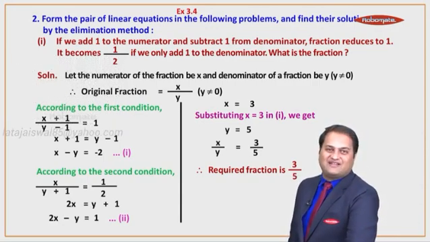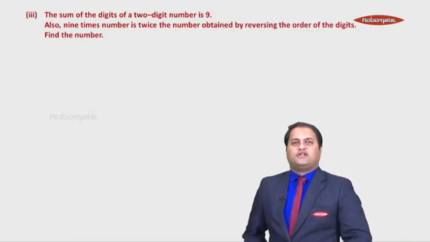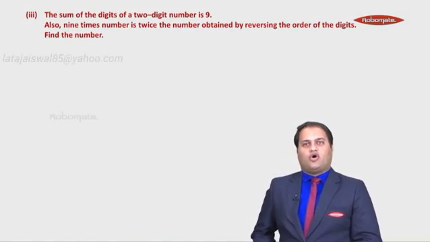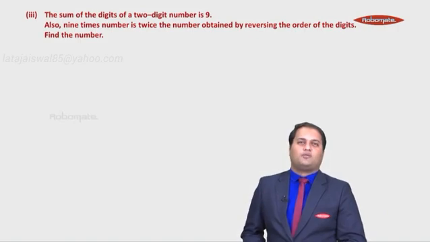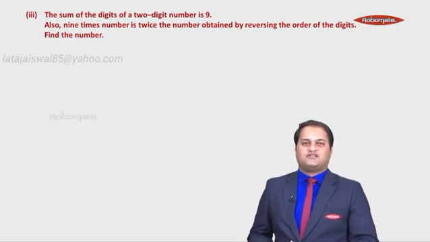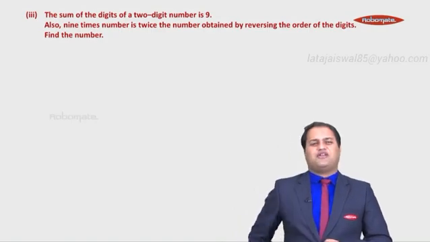Very simple, clear? Let's move on. The sum of the digits of a 2-digit number is 9. Also, 9 times the number is twice the number obtained by reversing the order of the digits. Find the number. The question looks a bit confusing, but trust me, it's very, very simple.